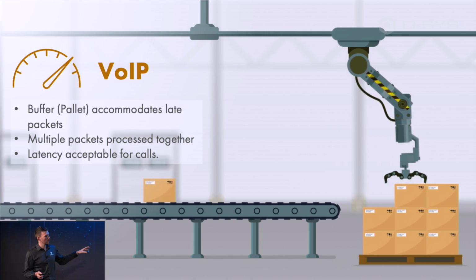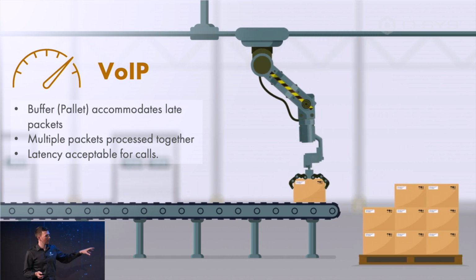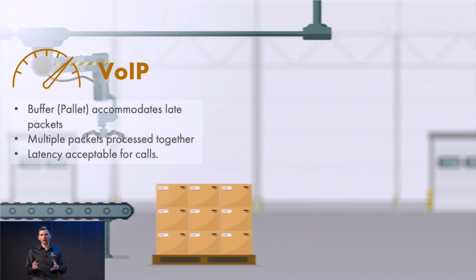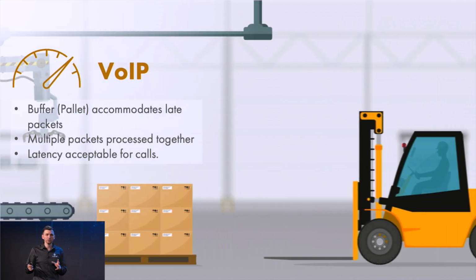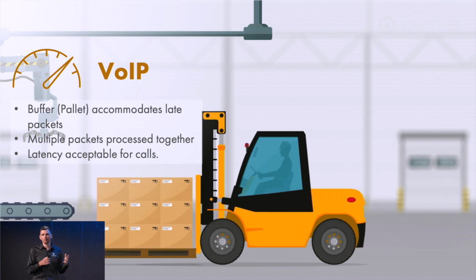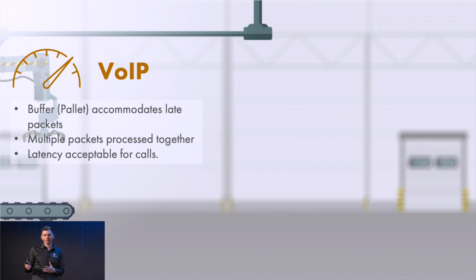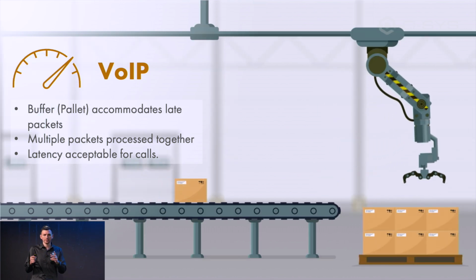Now with VoIP, we've got a pallet there. We've got a buffer that allows for these to all be assembled before they're taken away. And what that means is that it doesn't really matter if some of them are late, some of them are early, as long as they all get there in time for the truck that's going to take them away. Okay? Let's just take another look at that.